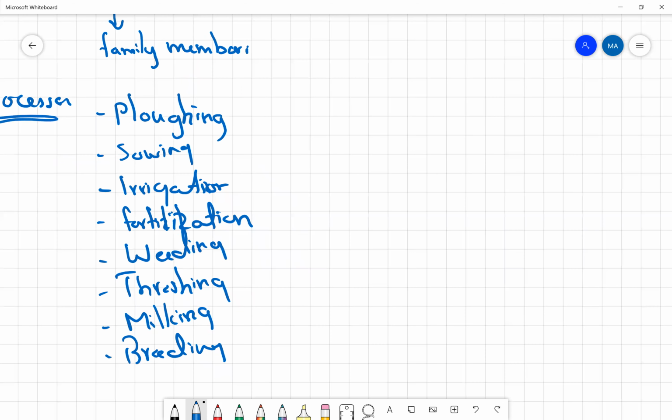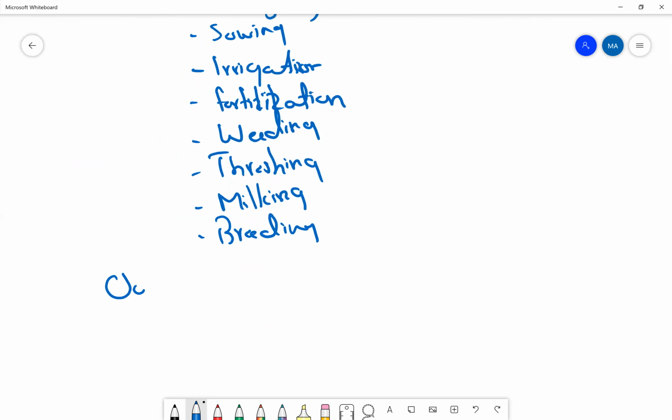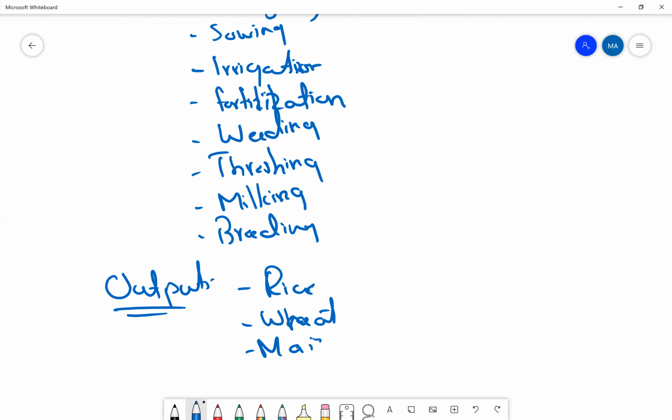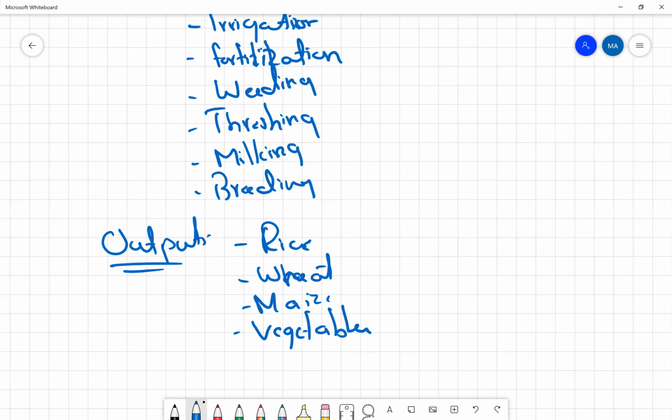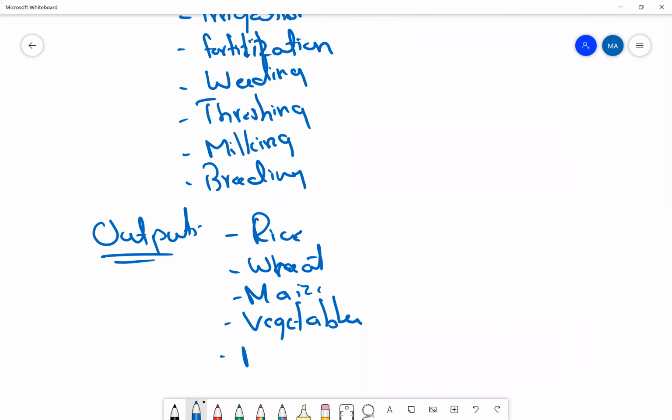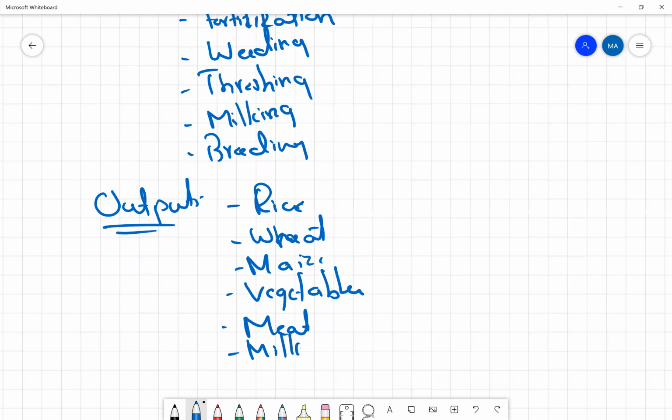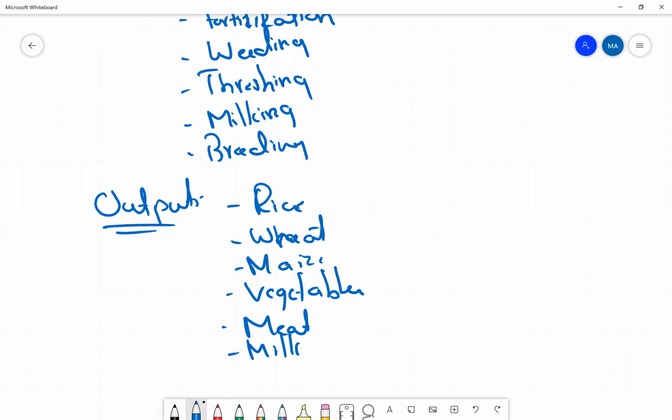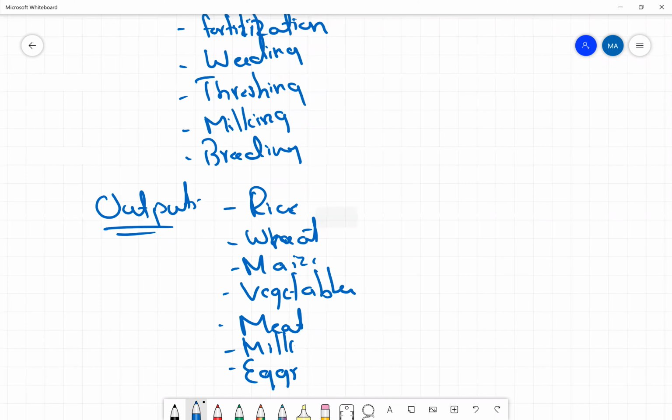And after these processes, the outputs that you get are rice crops and wheat crops, grown at subsistence level, maize, and vegetables. Vegetables are the most common type of crops grown on a subsistence farm. Meat in case of animals, milk, eggs. So these are all the products that are obtained after small scale subsistence farming.